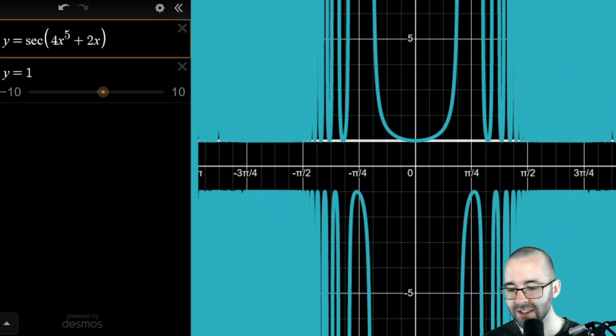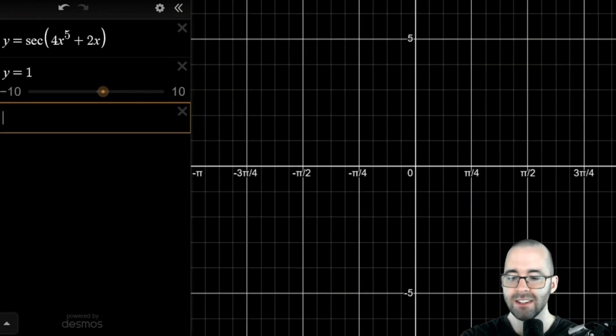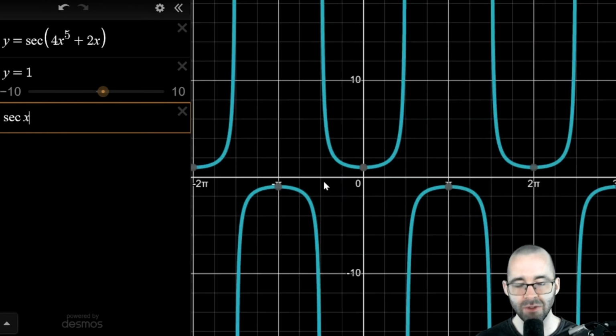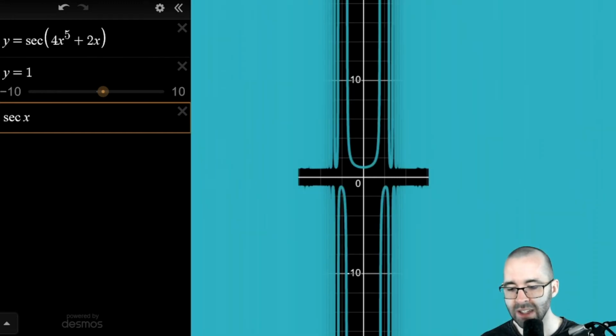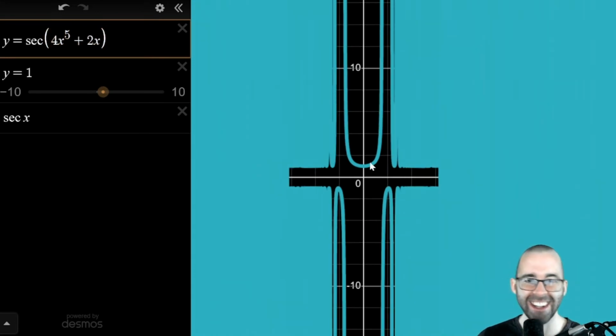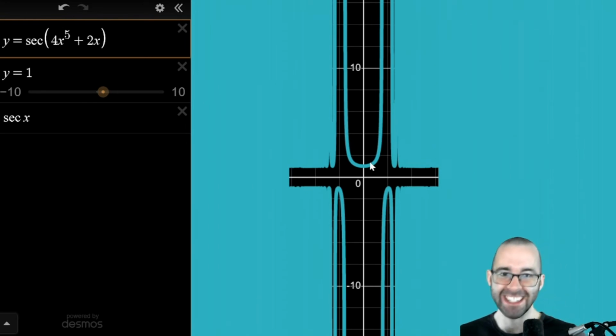You remember what secant looks like? Just regular secant? It looks like this. It has a bunch of repeating pieces. They kind of look like parabolas, but they're not, and they have a bunch of asymptotes. Well, we still have secant here, but this inside gets really big really fast. It kind of accelerates the function.